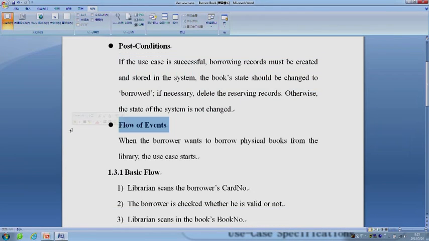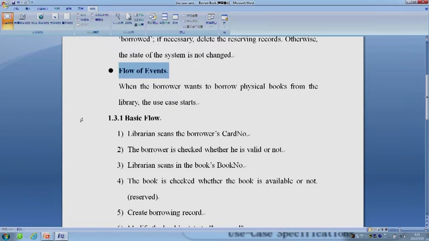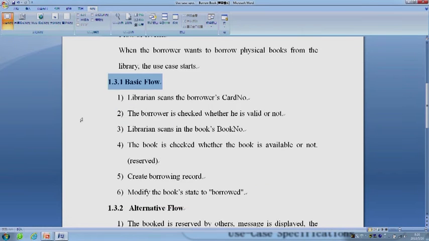Let's go on. Flow of events. When the borrower wants to borrow physical books from the library, the use case starts. Okay, next, basic flow of the use case.